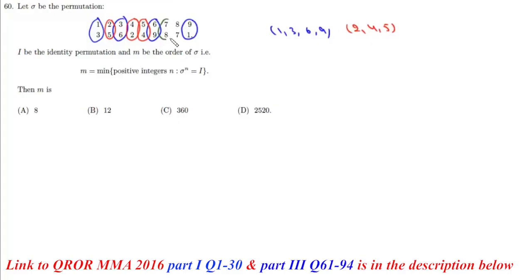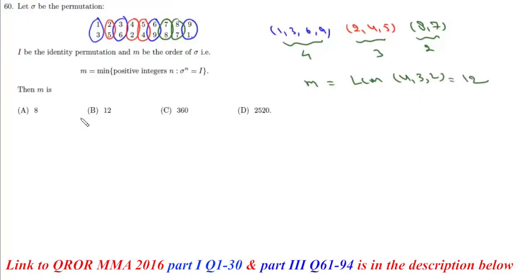And then we have 7, 8 and 8, 7. So it will be simply (8, 7). So we have 3 disjoint cycles in this permutation. Now order of this cycle is 4. This is 3 and this is 2. So order of this permutation will be LCM of 4, 3 and 2. So LCM of this number is nothing but 12. So value of m should be 12, and that's your option number B.